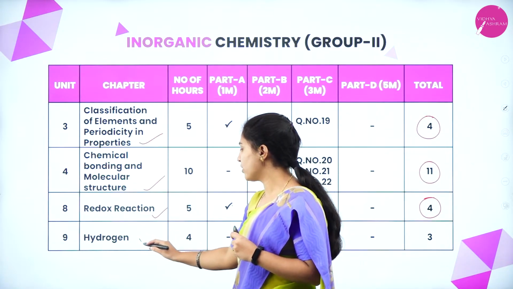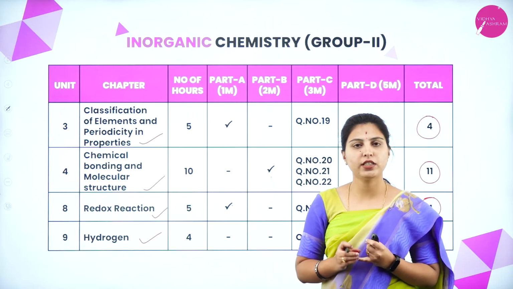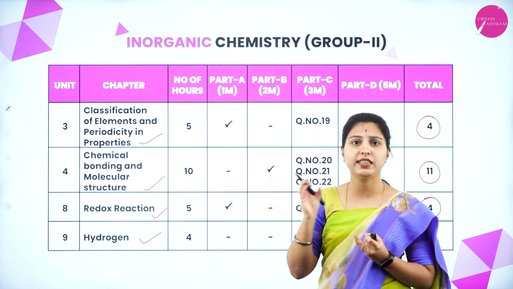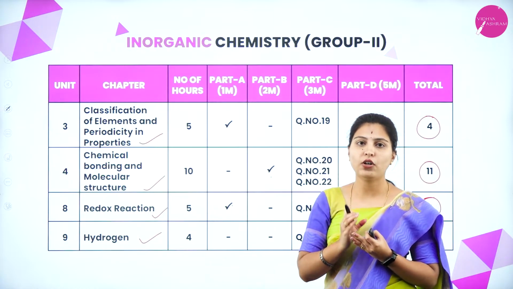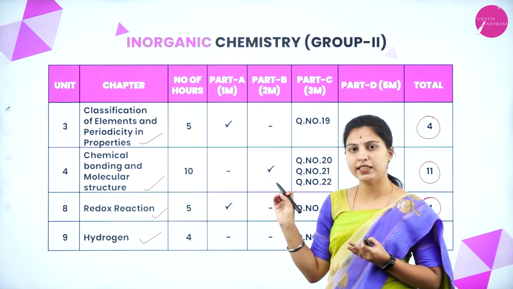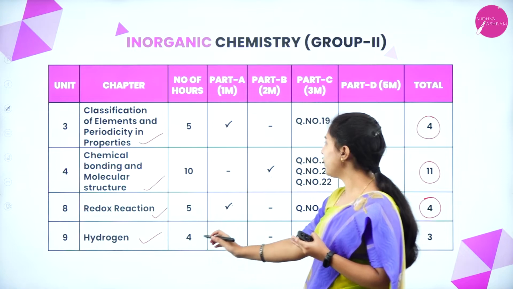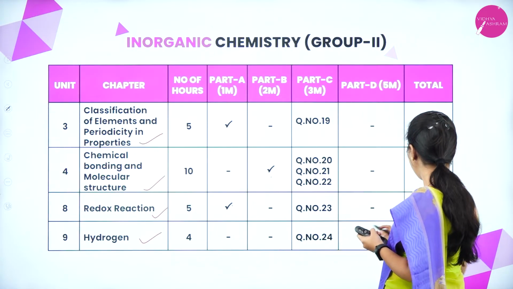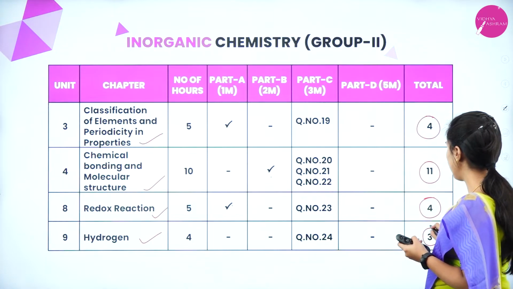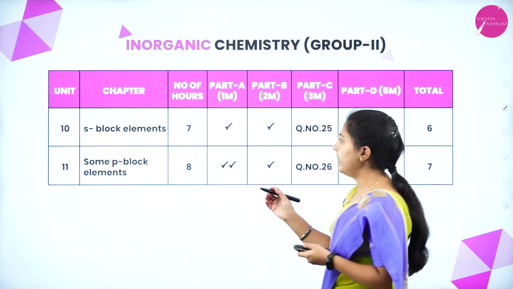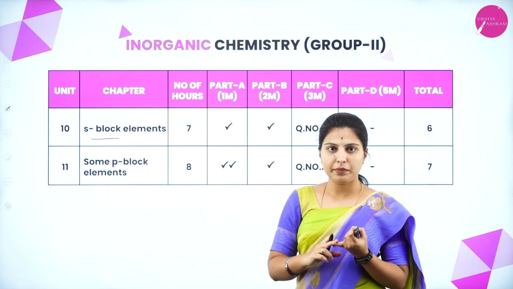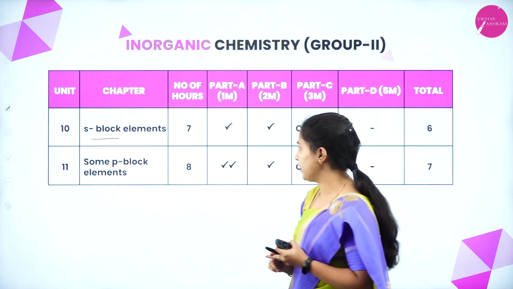Next, hydrogen. What are the properties of hydrogen? What is the position of hydrogen? Why has it been placed in that position only? All the concepts of hydrogen will be studied in this chapter. In this chapter, you are given 3 mark 1 question only. The total weightage of this chapter is 3 marks. Next is S block elements, like alkali metals and alkaline earth metals.